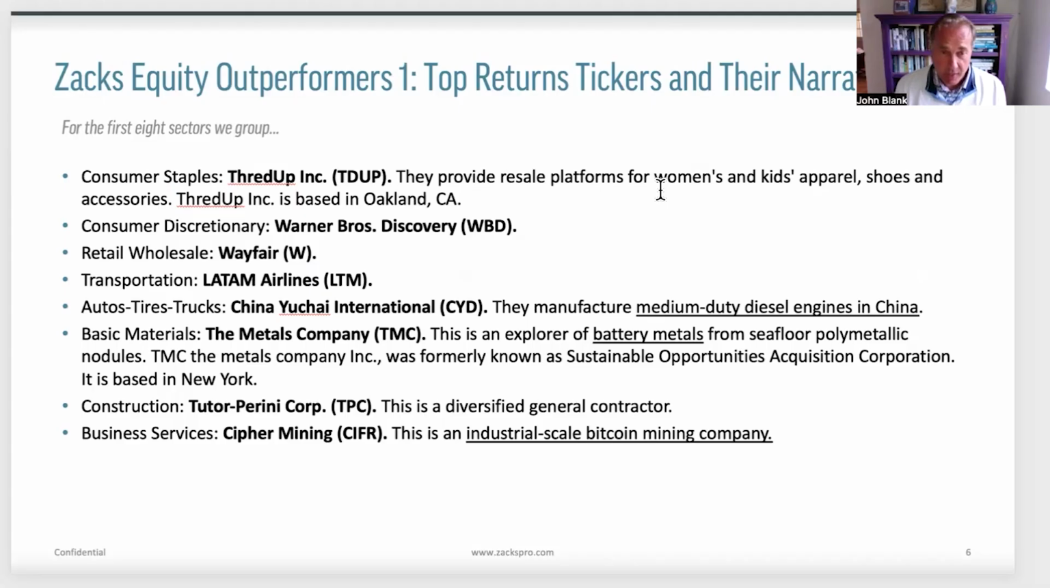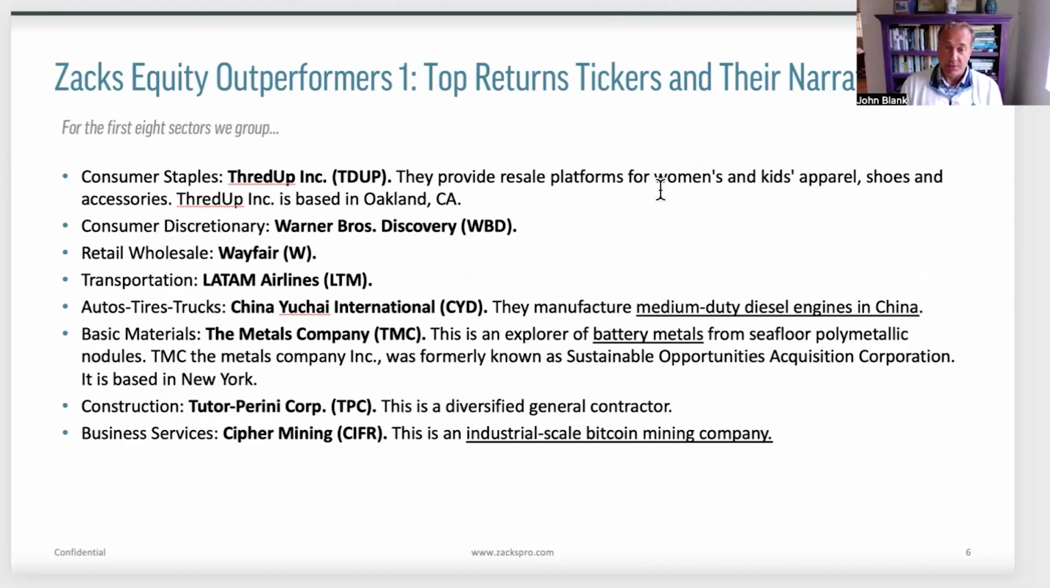So keep that in mind. Now, transportation, we have LATAM Airlines, ticker LTM. This is, of course, down in Latin America. And so you might know that U.S. airlines struggled a bit with some of the turbulence created by the tariffing, but a lot of that business went down to Latin America.